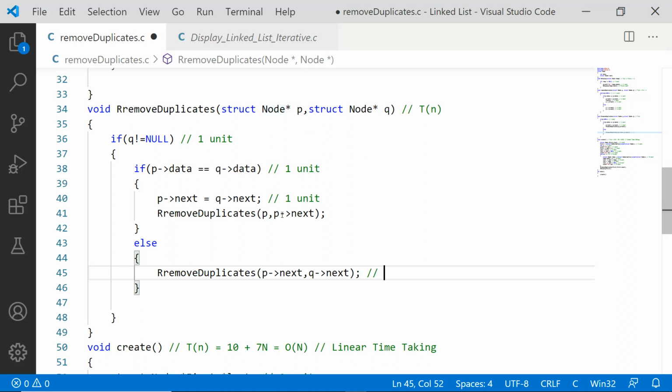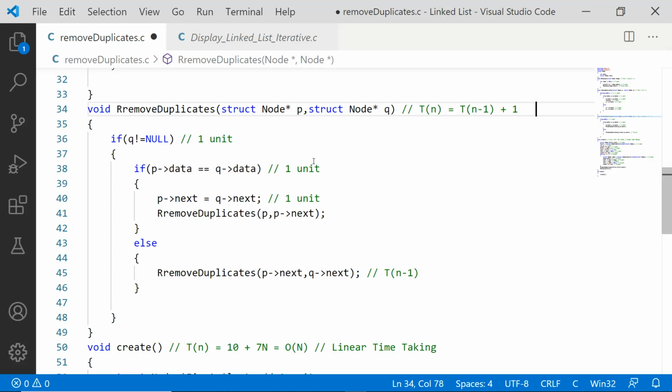Initially n nodes, one node you completed and you are calling the second node, which means hereafter you will be having only n minus 1 nodes, so T of n minus 1. This also is T of n minus 1 because q is changing. One node you are moving ahead every time. So the total equation that we can take: T of n is equal to T of n minus 1 plus 3 units, which we can take as 1. Constant can be taken as 1.